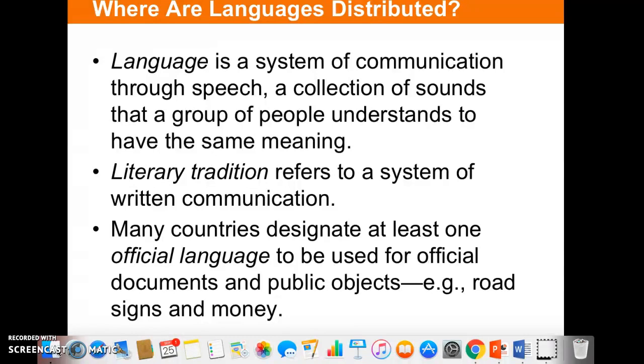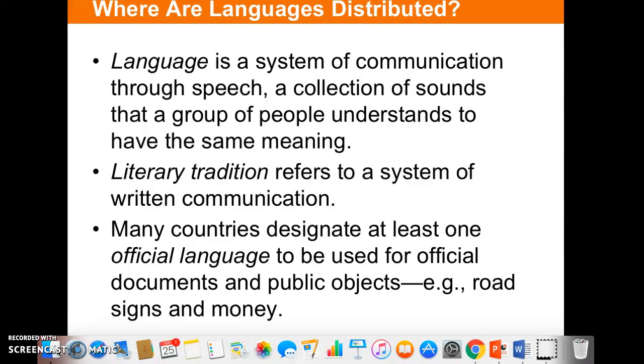So language is a system of communication through speech. A speech is a collection of sounds that a group of people understand, and that they understand to have the same meaning. When we're talking about writing something down, then we're talking about literary tradition. So language is spoken communication, and the literary tradition is the written language.